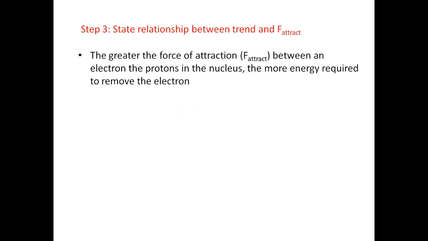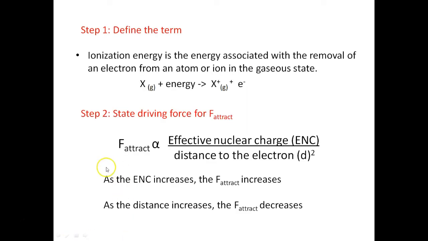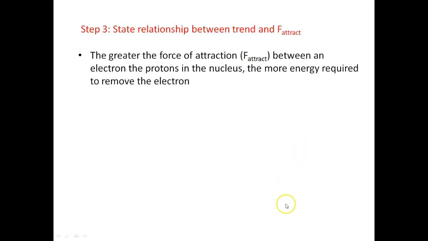But also, we have to do the third step, where we relate the force of attraction to the trend that we're looking at. So here we're saying the greater the force of attraction between an electron and a proton's nucleus, the more energy required to remove it. So now we've laid out our argument, and more importantly, we have this relationship, because we're going to be talking about the rankings in terms of differences in our ENC or distance.